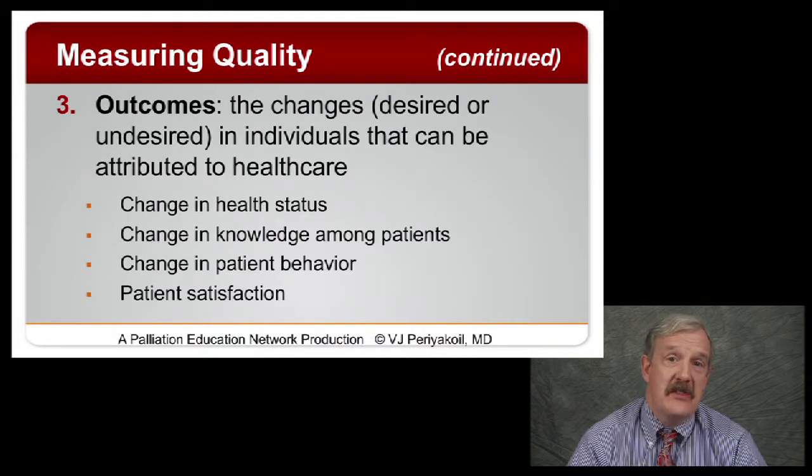Outcomes are what we're actually most interested in, and these are the changes, desired or undesired, in individuals that can be attributed to the health care they receive, such as change in health status. For example, if a patient receives an artificial hip, are they now more functional than they were before receiving that hip replacement? Change in knowledge among patients is also important. If they don't fully understand how to care for their diabetes, they're likely to be less successful in managing that diabetes and avoiding complications.